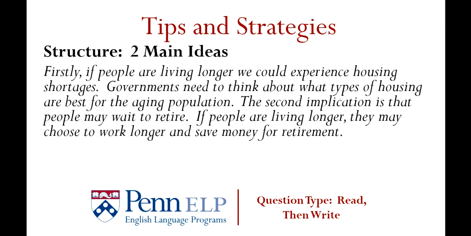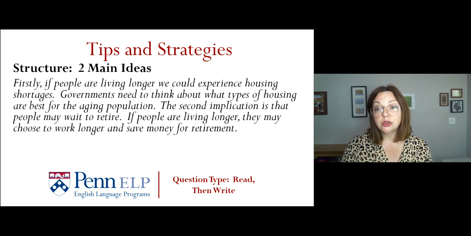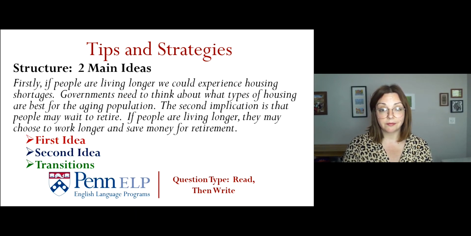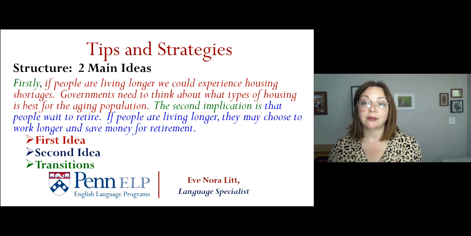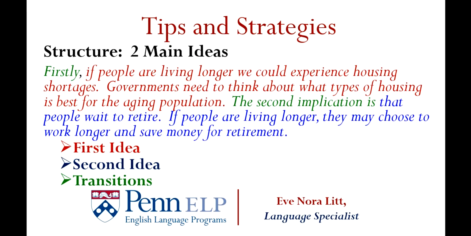Firstly, if people are living longer, we could experience housing shortages. Governments need to think about what types of housing are best for the aging population. The second implication is that people may wait to retire. If people are living longer, they may choose to work longer and save money for retirement. Do we see 2 ideas here with transitions? Absolutely. We can see how these sentences relate to each other because of the transitions, and they present 2 clear and different ideas.